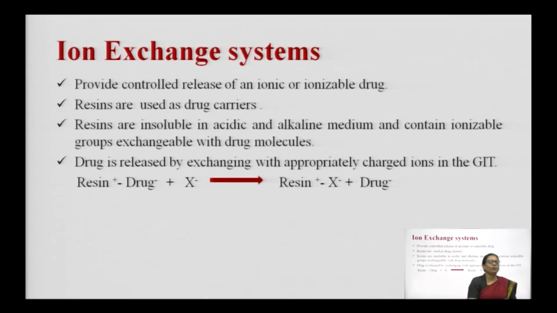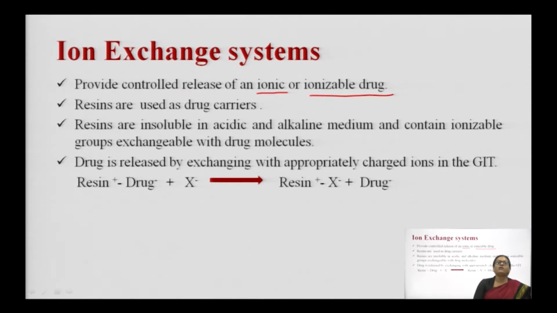Another important approach is the ion exchange systems, because they rely on exchange of ions. These systems provide controlled release of basically ionic drugs or ionizable drugs. So, one of the prerequisites for the ion exchange systems is that the drug should be either ionizable or should be in ionic state. Further, these systems make use of what are called resins, which are used as drug carriers.